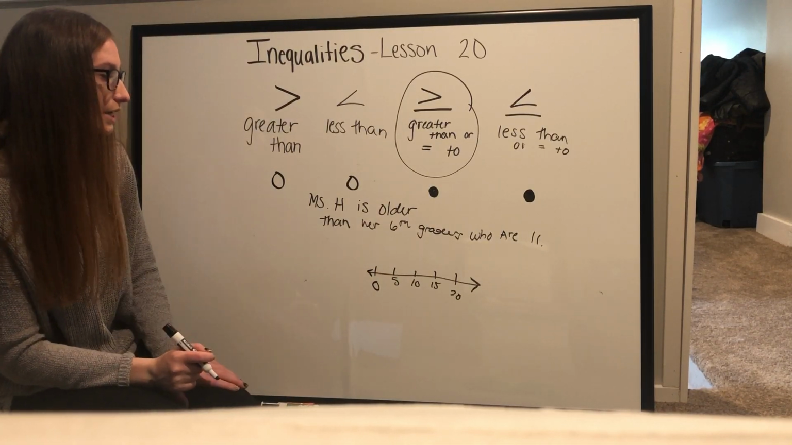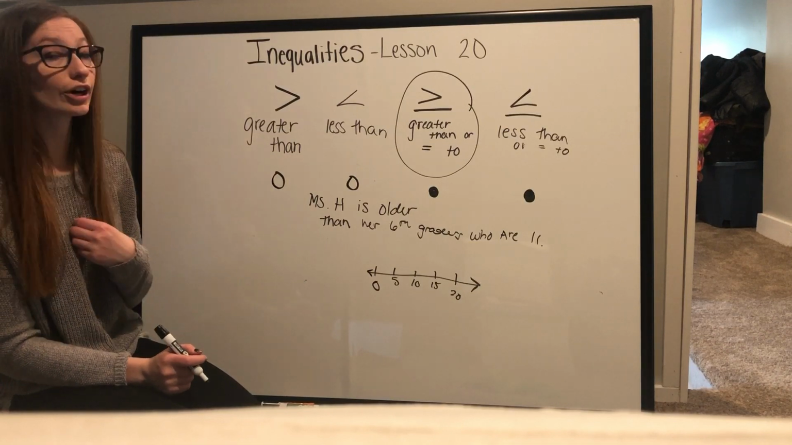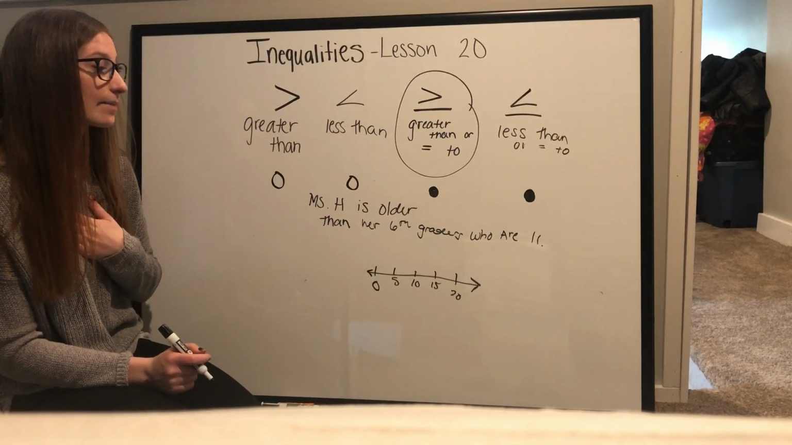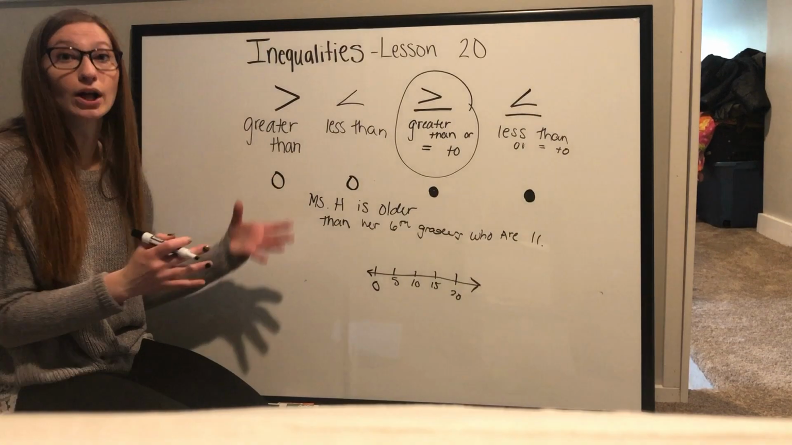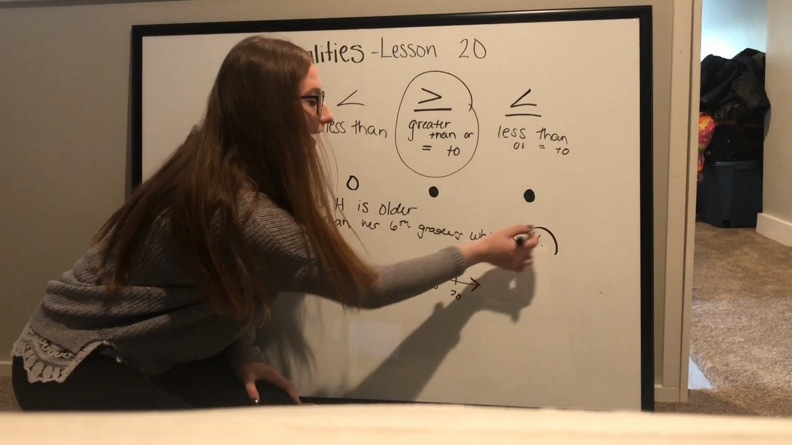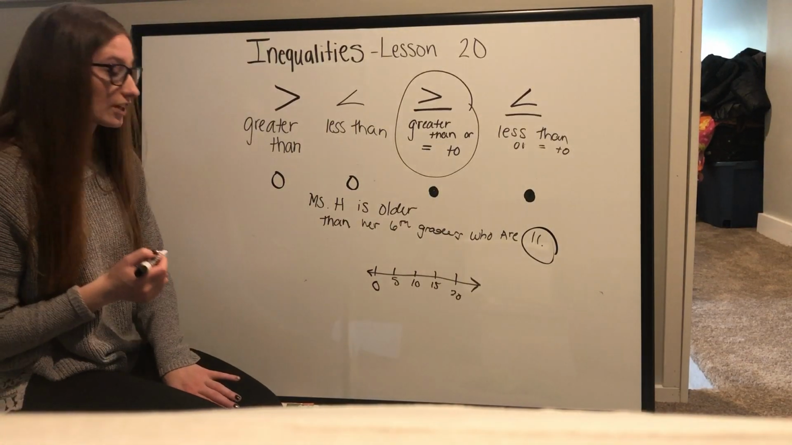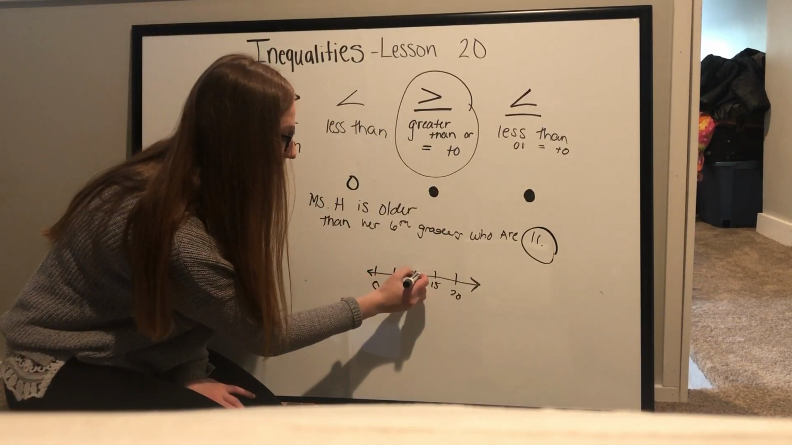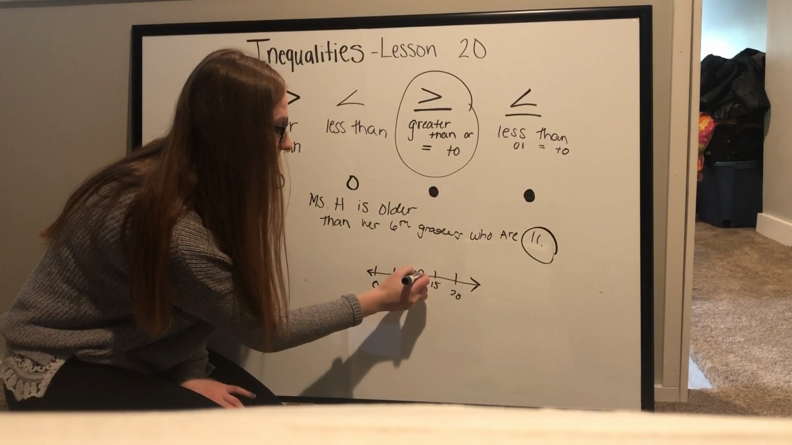Put that arrow at the end. So if I am older than my 6th graders, that means they're going to be something smaller than me. So I'm going to ask myself, where's my number going to go? On the 11, because that's the age that I have for my 6th graders. So 11 is right here. I'm going to put a circle on it.